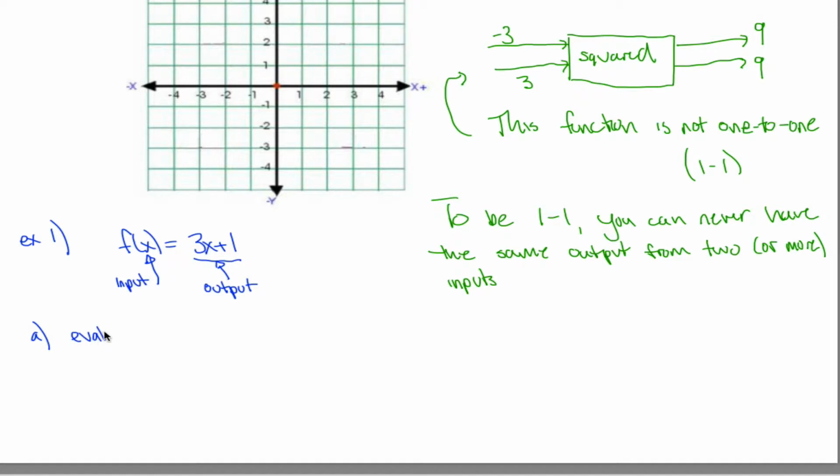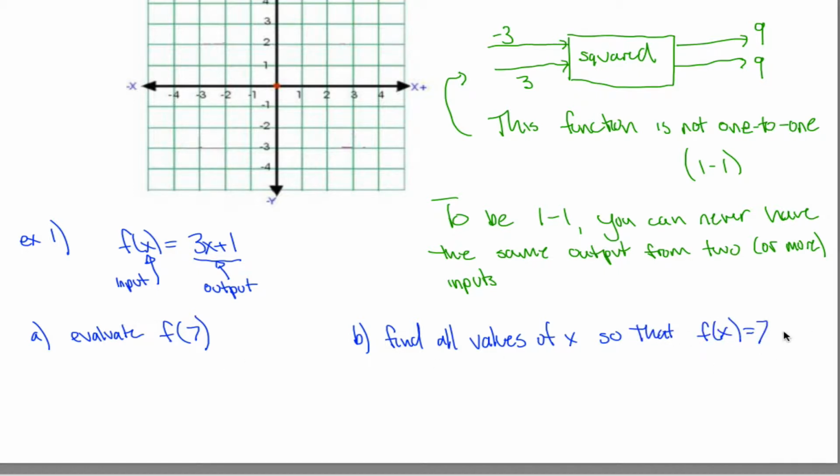Question A, I guess, will be evaluate f of 7. Question B will be find all values of x so that f of x equals 7. These are very different questions. If you ignore all the English here and you just look at this versus this, they look pretty similar. They're very different, and understanding the difference will be key to understanding functions in this section. Evaluate f of 7. What this is telling you is that the input is 7. Remember, what's inside the parentheses next to the f that represents the function is the input to the function.